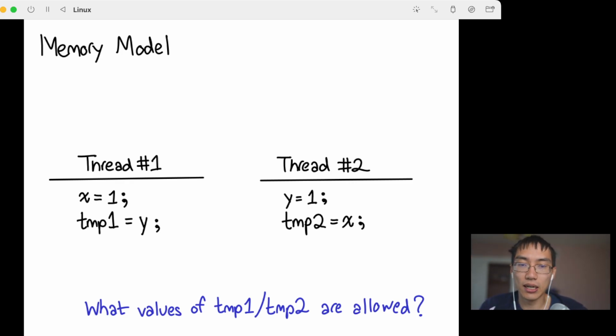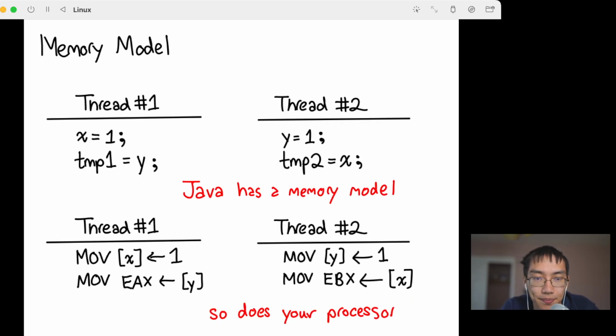Let's suppose that x and y are initially 0. So the memory model is what we have to call in to answer this question in the situation. How we answer this question depends on the context, right? For example, when I write code on the JVM, the JVM has a memory model, and so it has one particular answer for this question.